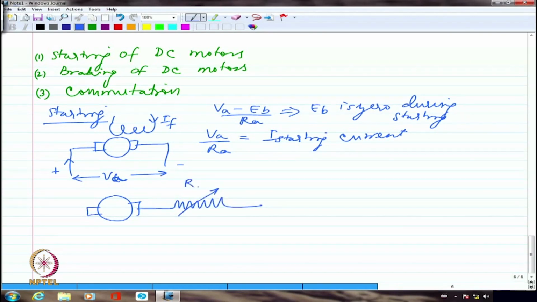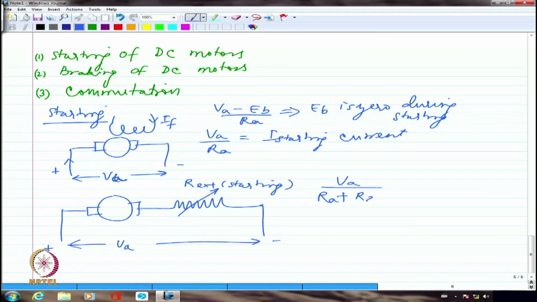So this is the starting resistance, which I include only during starting, and I am going to essentially apply the full voltage. Maybe I don't have a variable voltage supply. If I have a variable voltage supply, I don't have to do this. So if I have only a fixed voltage, then I necessarily need to include an external resistance in such a way that VA divided by RA plus R external is less than IA max that can be withstood by the armature.